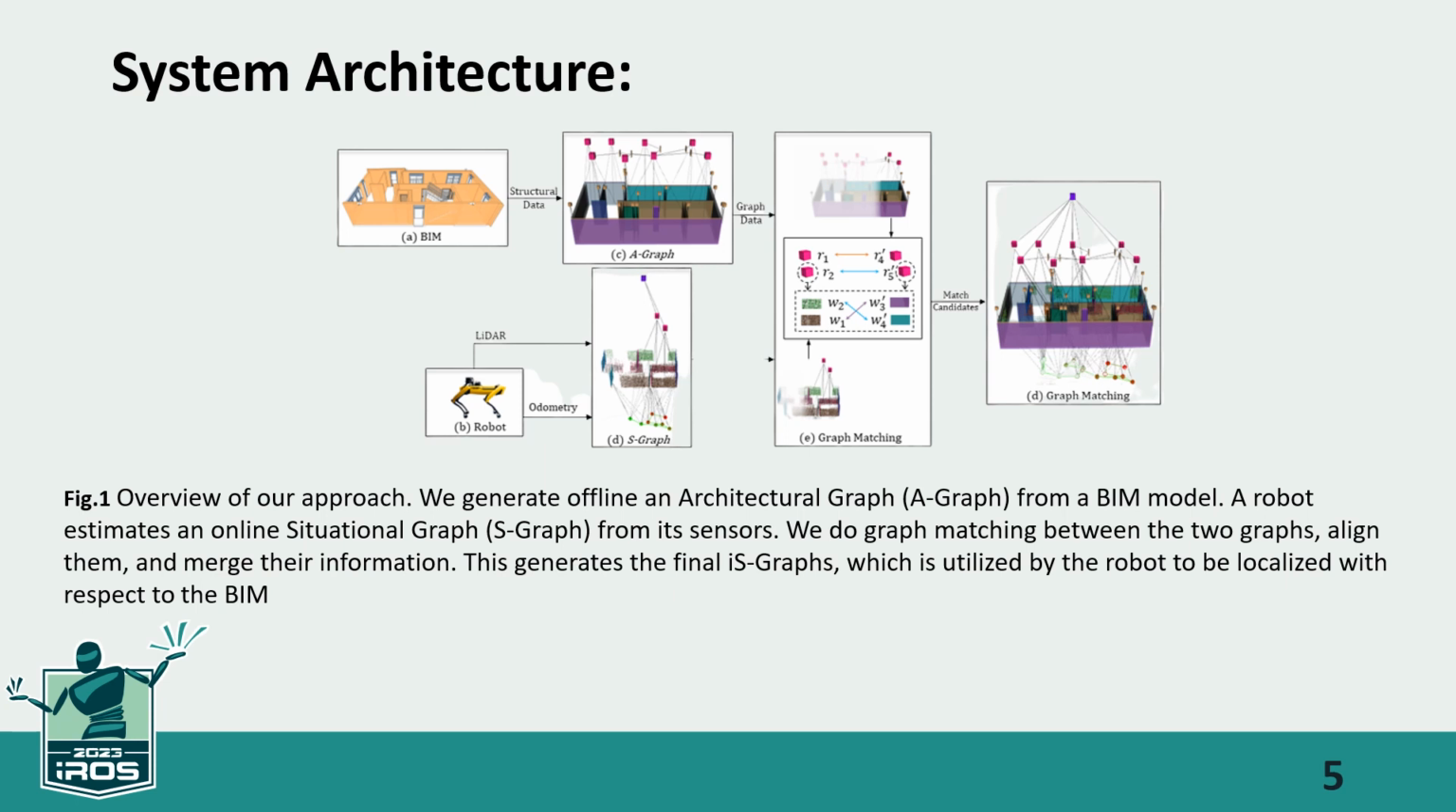Here we present an overview of our approach. We generate an offline architectural graph, or A graph, from the BIM model. Our robot then estimates an online situational graph, or S graph, from its sensors. We do graph matching between the two graphs, align them, and then merge their information. This generates the final informed S graph, or IS graph, which is utilized by the robot to be localized with respect to the BIM.